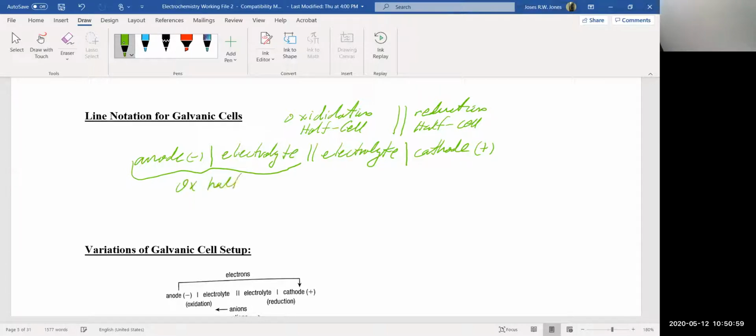Oxidation half cell. That noise is my wife's copy machine turning off.